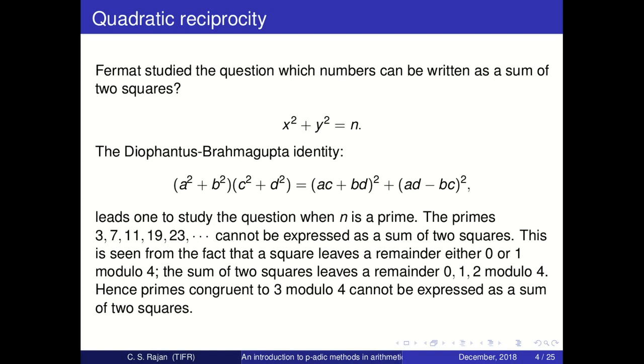Now if you write it in terms of a plus ib into a minus ib, c plus id into c minus id, that is what the left hand side is, and that is equal to taking a plus ib into c plus id and taking the norm there, the absolute value square. Okay, so that can be said in that way.